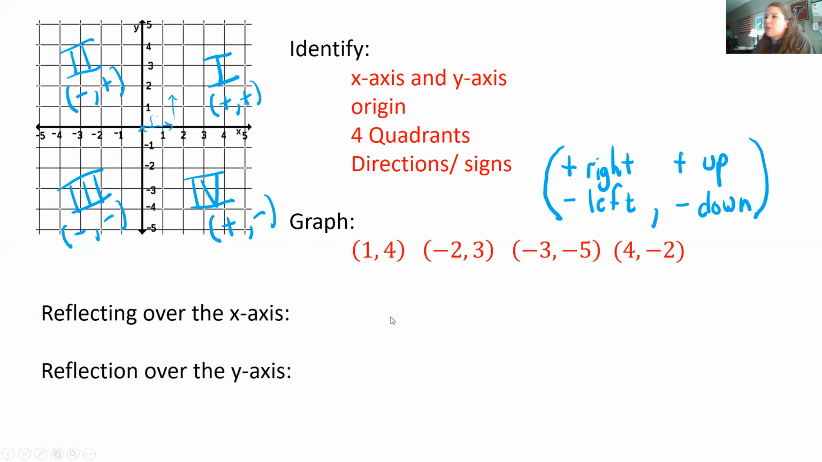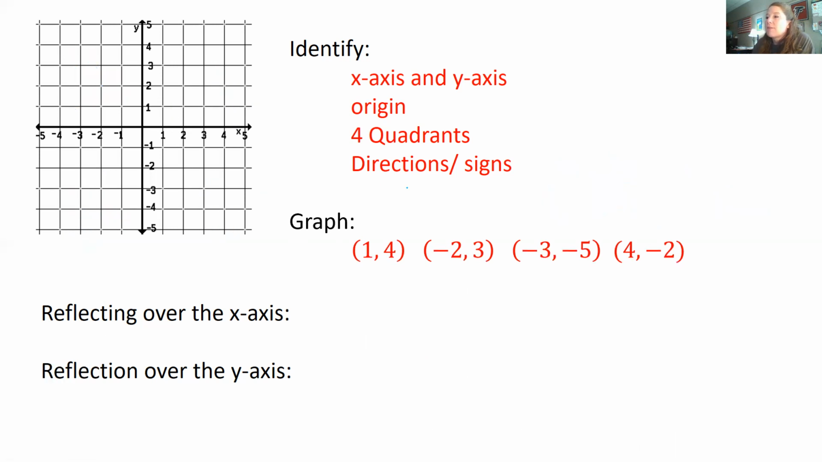So now let's try graphing these 4 points. Let me erase all this. You might want to write that down so you're taking notes. If we have a positive number followed by a positive number, that means we're going to end up in quadrant 1. So you start at the origin, you're going to move right 1 and then up 4. 1, 2, 3, 4. And there's our point, and we would call that point A.